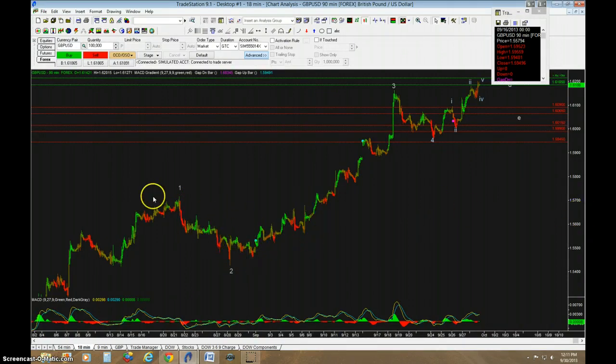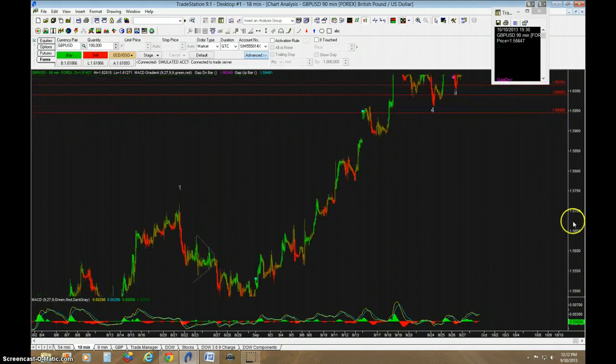Let me take a look here. I think this was likely a 3, 3, 5. So I think this was a triangle. I mean, when it was developing, that's the way it looked to me. So I think this was likely 3 waves here, triangle, and then 5 waves down, with 1 being pretty small.